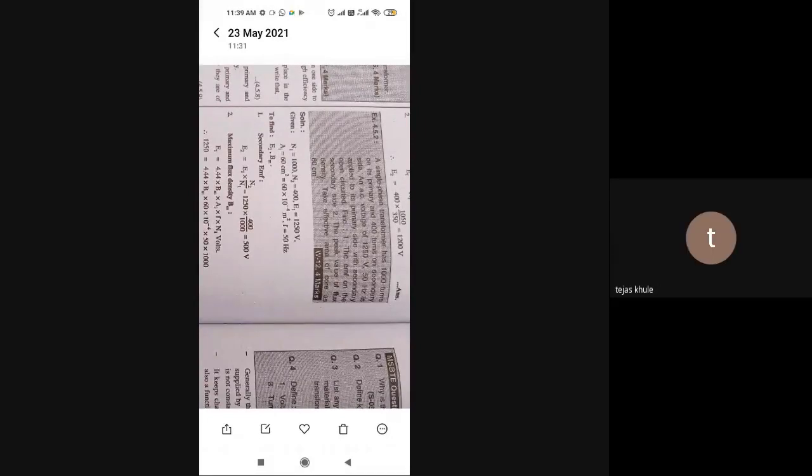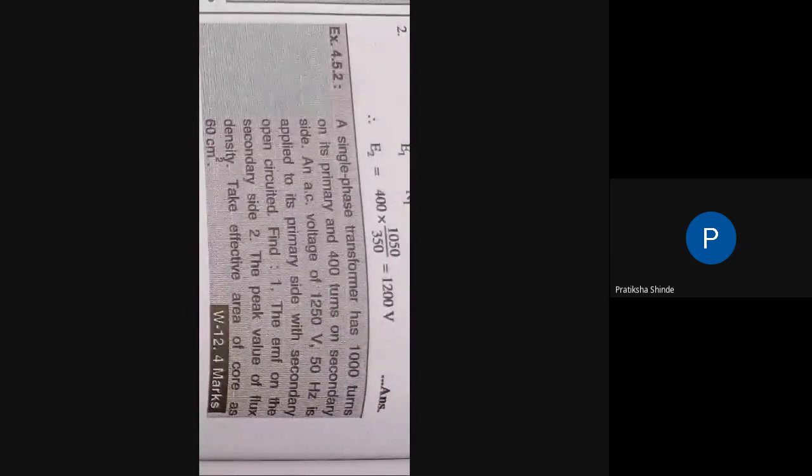Yes, ma'am. Okay, what is the equation? Just see what is given in the example. In the example, what is given? The effective area of the core is 60 centimeter square. That means area is given. Now you have to calculate the peak value of flux density.